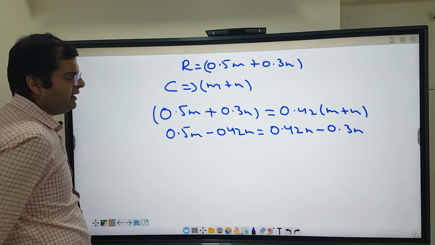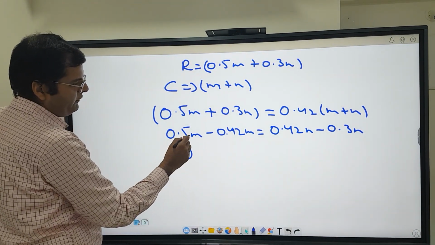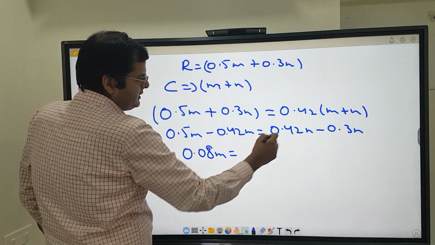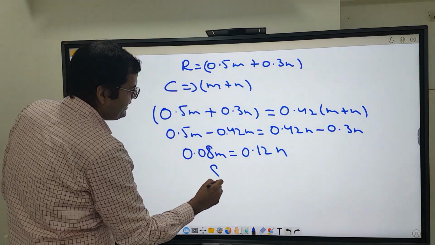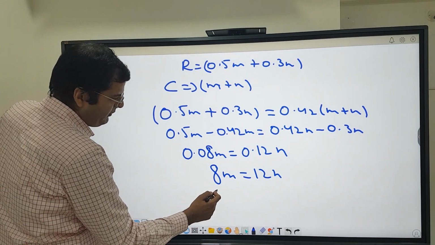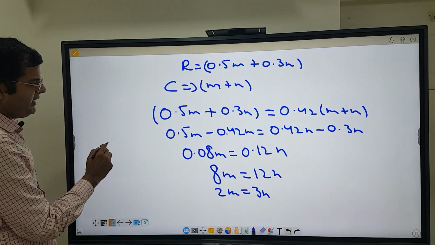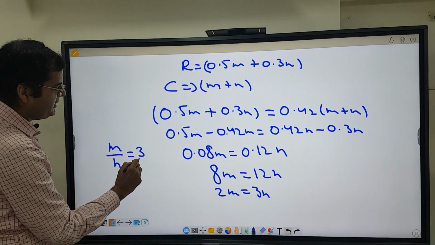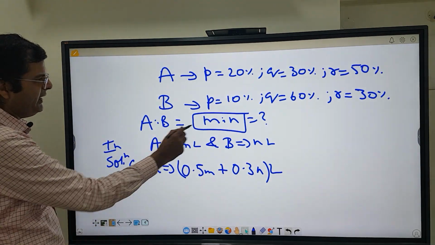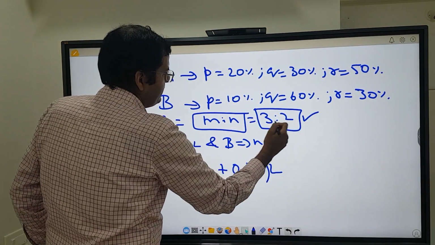We are taking M and N on the same sides. So 0.5 M minus 0.42 M is 0.08 M, which is equal to 0.12 N, or I can say 8 M is equal to 12 N. If 8 M is 12 N, divide by 4 on both sides, and this becomes 2 M is equal to 3 N. So if 2 M is 3 N, what is M by N? M by N will be 3 by 2. So the ratio that we have to find, M is to N, will be 3 is to 2, and that is the right answer here.